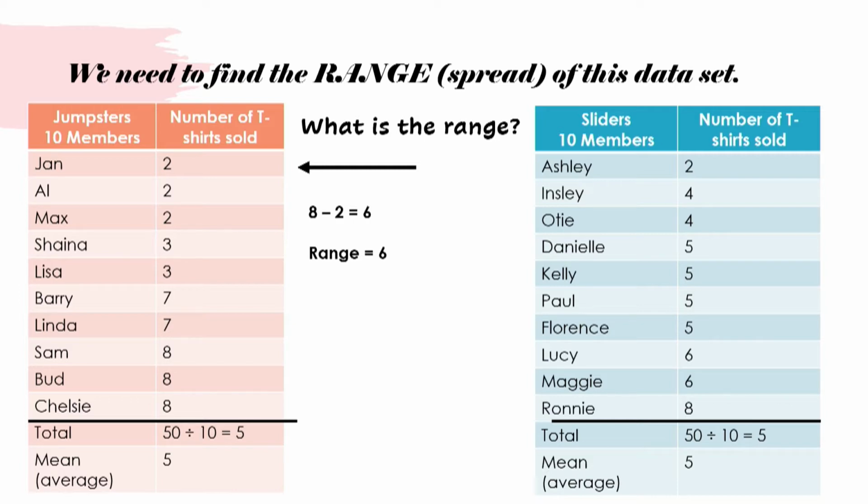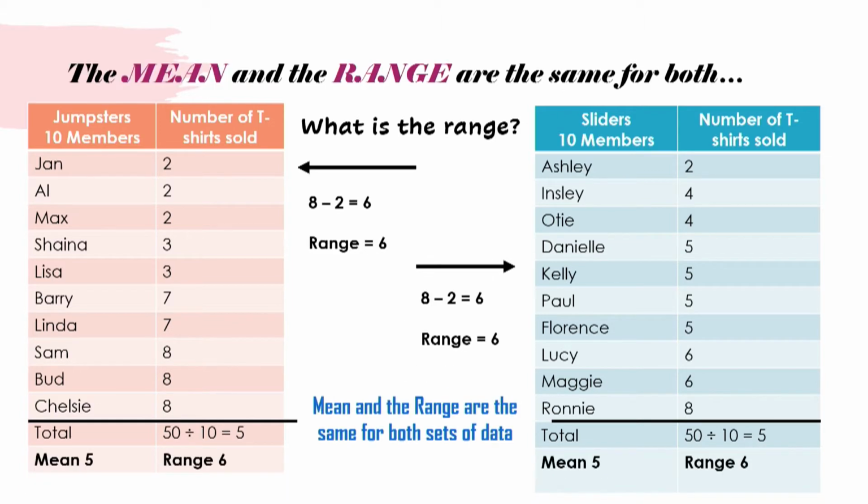So let's look at the Sliders. If we look at the Sliders' range, Ronnie sold 8 t-shirts and Ashley sold 2 t-shirts. So if we do the same mathematics and subtract 8 minus 2, we get 6. So the Jumpsters and the Sliders actually have the same mean and the same range.